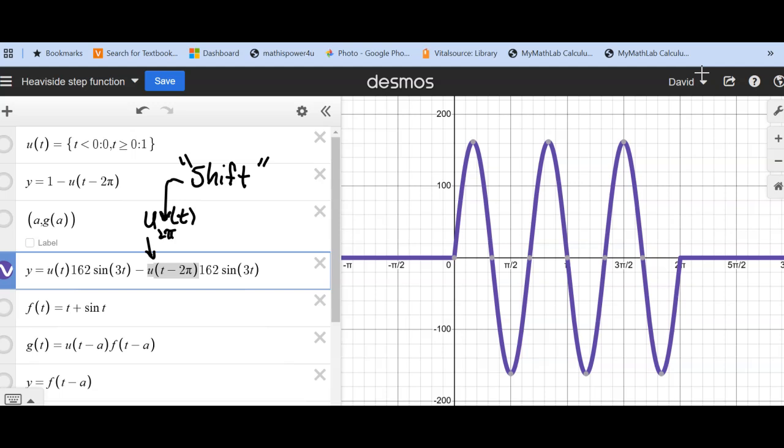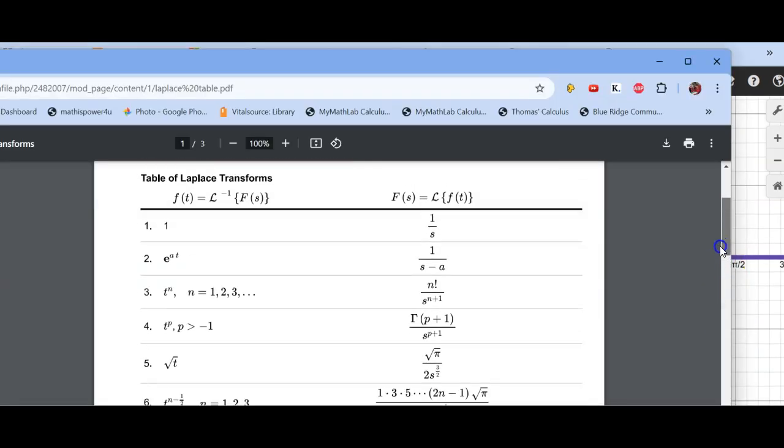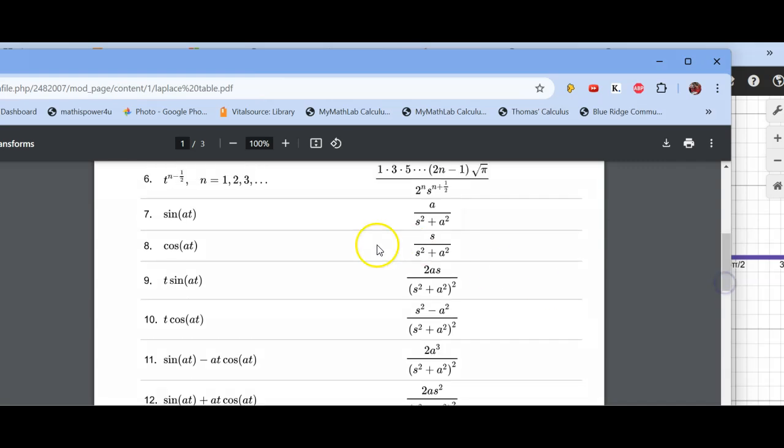It's whatever that little subscript is, okay? But we can do it with subtraction with Desmos. All right, we also need the sine transform. So in that notation, we also need the transform of the function that's being multiplied by the Heaviside function. So that's the sine function. So we're going to need number 7 there as well.